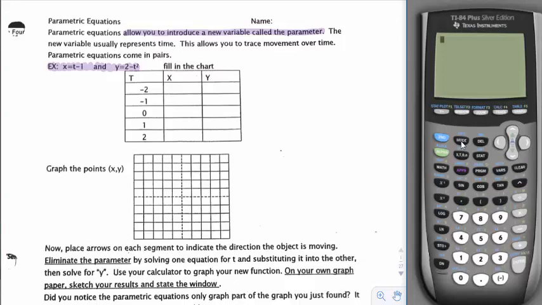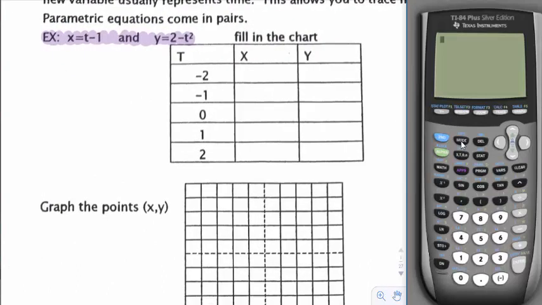So here we go. If we're going to fill in this chart, we start with our t-values. Our t-values represent time, so maybe 2 seconds before the beginning of our reading, or 2 seconds after. It's not an application at this point, but we're going to plug in these points and see what we get. I'm going to start with our x value, and the first one is going to be plugging in -2 for t. That's -2 minus 1, so -3. That's our first x value.